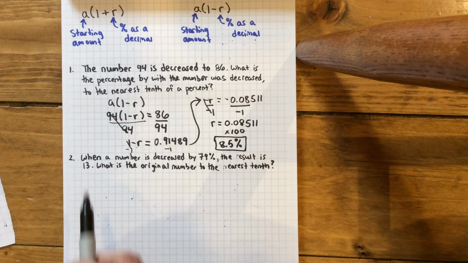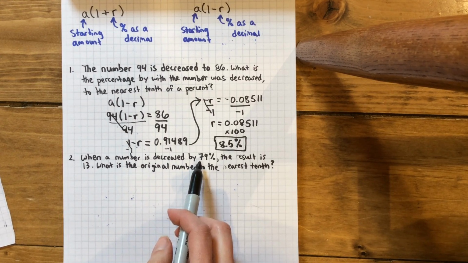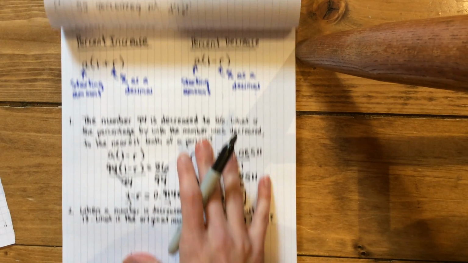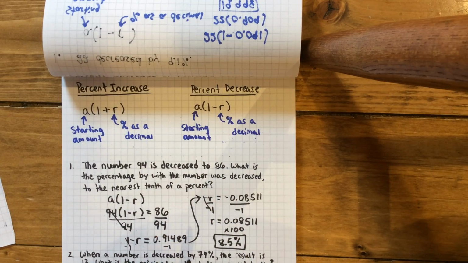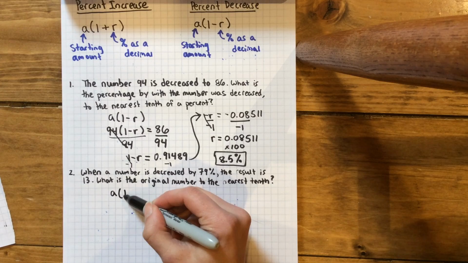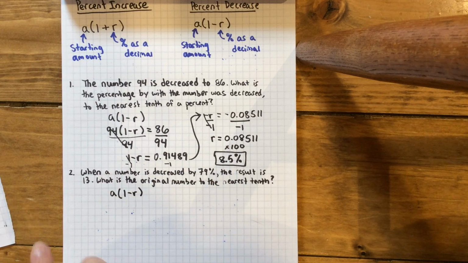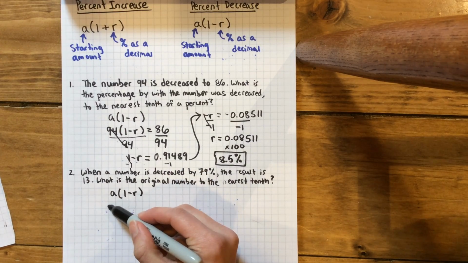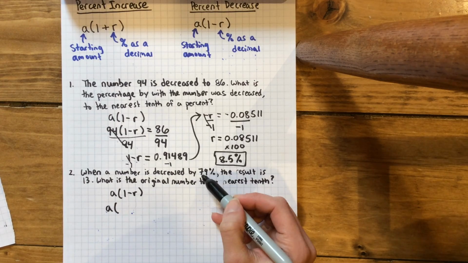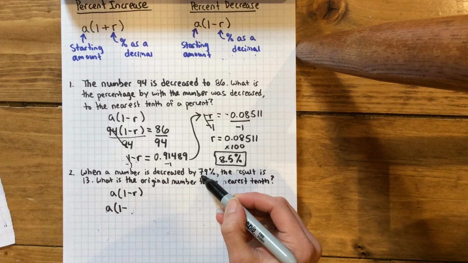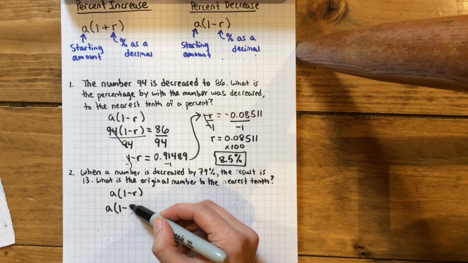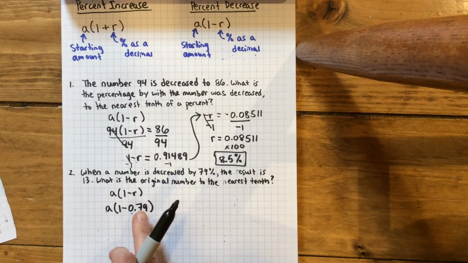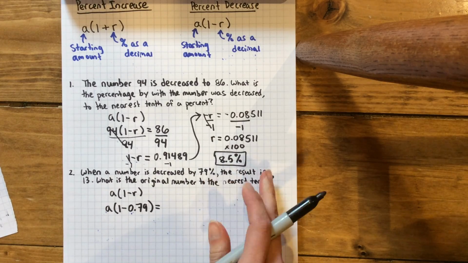My second example says that when a number was decreased by 79%, the result is 13. So decreased. So again, I'll be using this formula. So I'm going to write A times the quantity 1 minus R. I don't know what the original number was, but I do know it was decreased by 79%. So I'm going to have A times 1 minus 79 in decimal form, which is 0.79. I get that by dividing 79 by 100. And I know that the result was then 13.